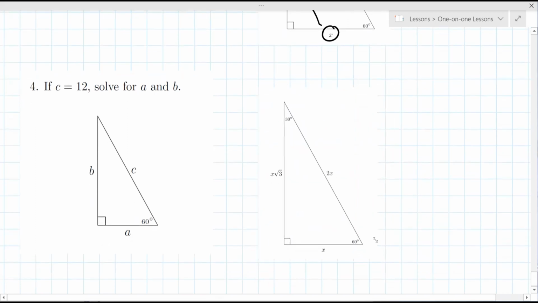Okay, so give that a go here. They're giving you the hypotenuse. See if you can find A, B, and C. For A, I have 6. Agreed. B is 6 root 3. Perfect. So really not that difficult.